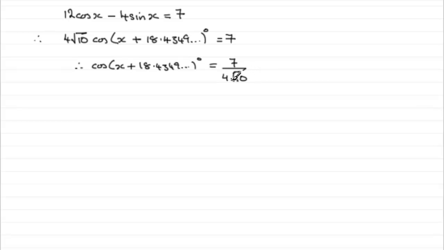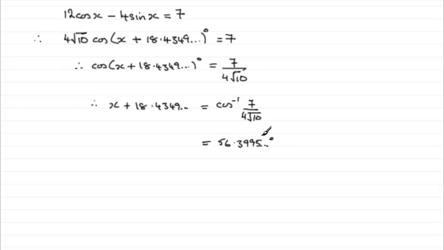So to get the x plus 18.4349 odd degrees, we need to take the inverse cosine of both sides. So if we do that, we're left with x plus 18.4349 and so on equals the inverse cos then of 7 over 4 root 10. And what do you get if you do that? Well, you should find that your answer comes out at 56.3995 and so on degrees.